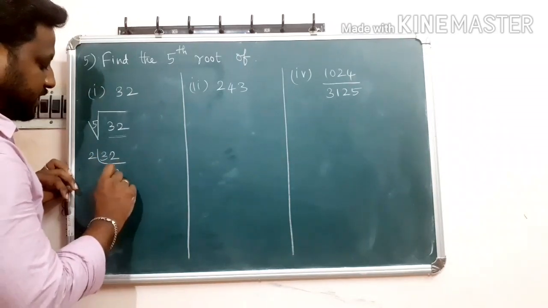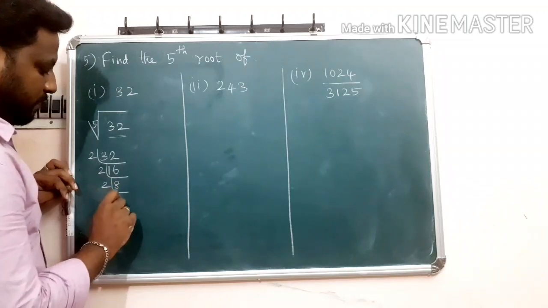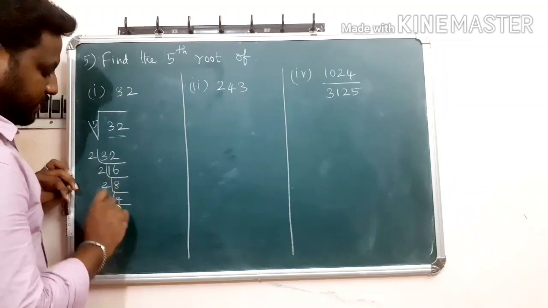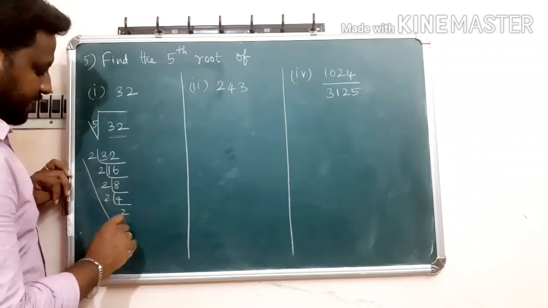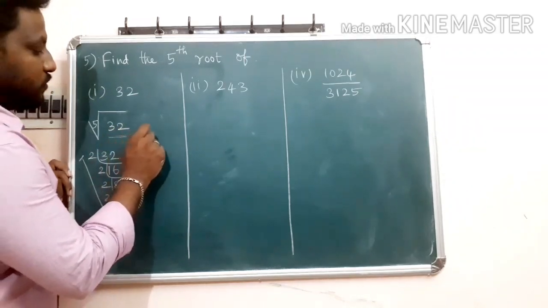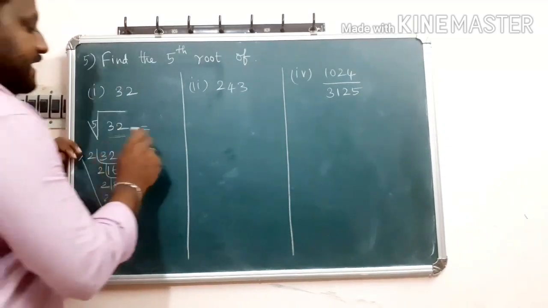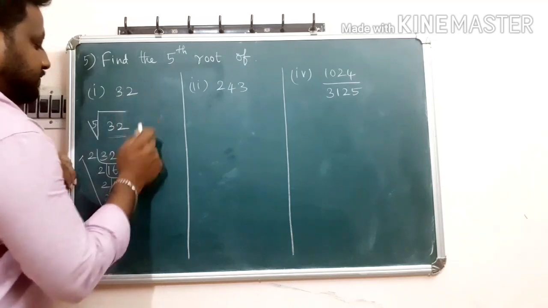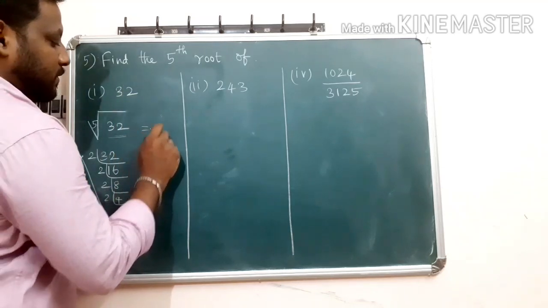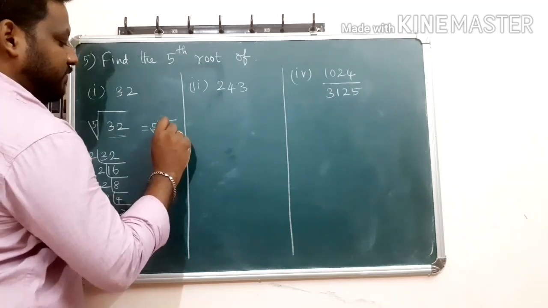So 16 2s are 32, again 2, 8, again 2, 4, again 2, 2. So how many times? 5 times. So fifth root of 32 is equal to, instead of 32 you can write the fifth root of 2 power 5.